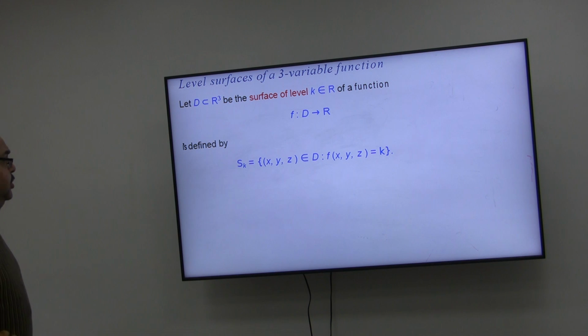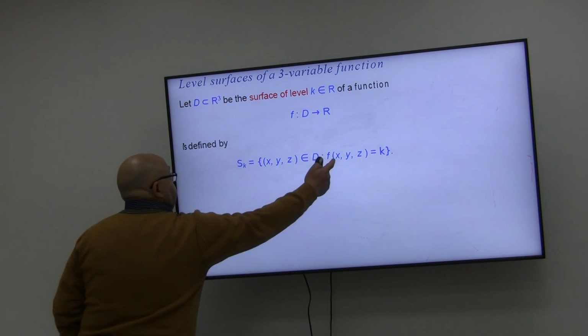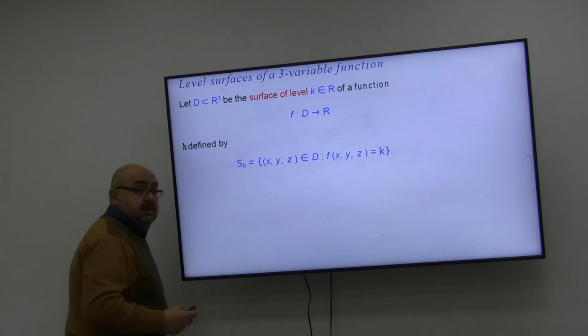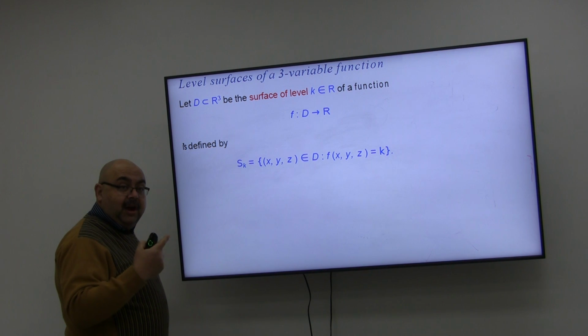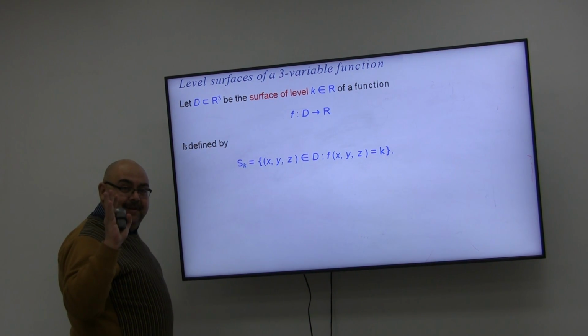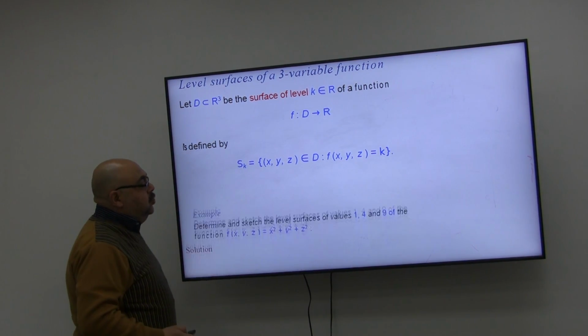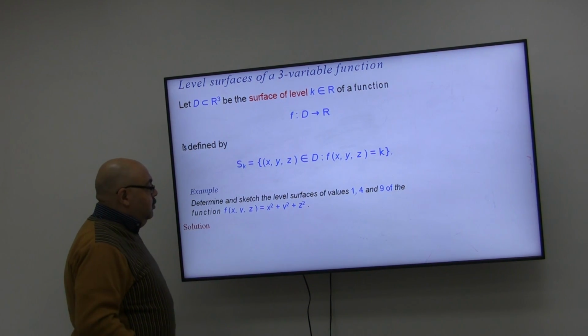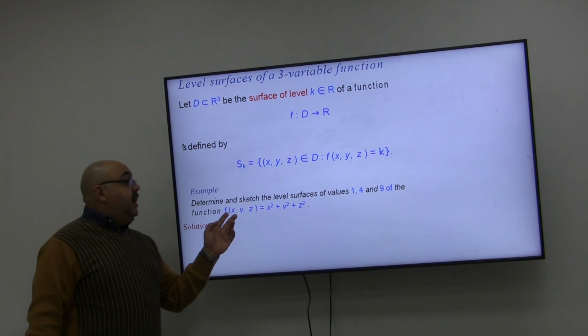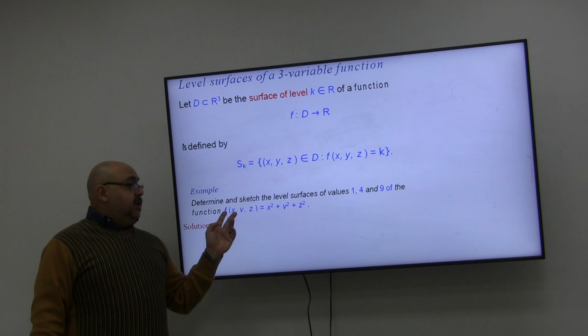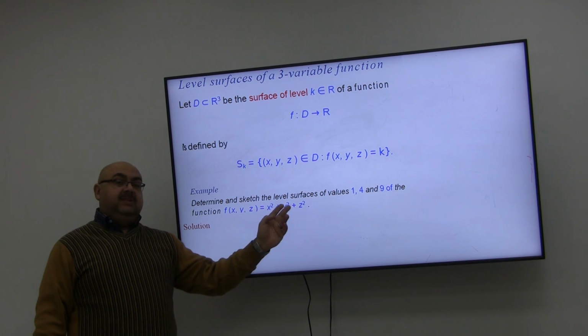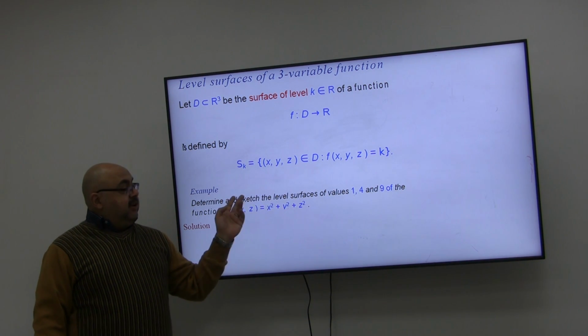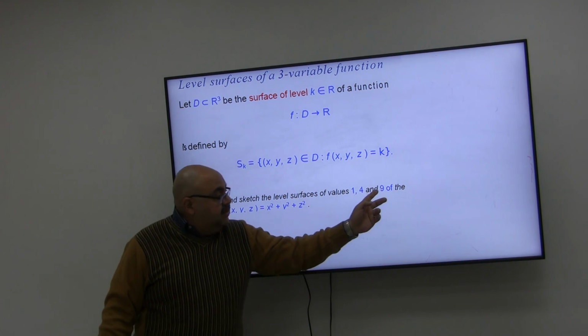Level surfaces in general, this is how we do it in general. But here in 3 dimensions, so actually I will be talking in 4 dimensions, okay? So putting this equal to a certain value, I will be able to get the shape. In this case, I have the function equal to x squared plus y squared plus z squared. I need the level surfaces at 1, 4, and 9.